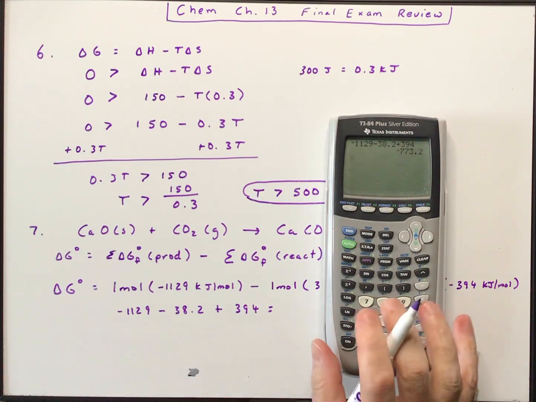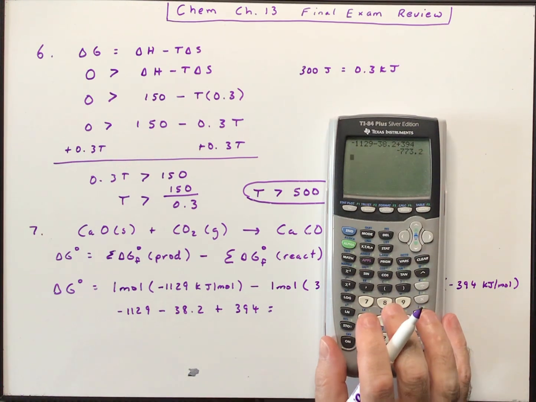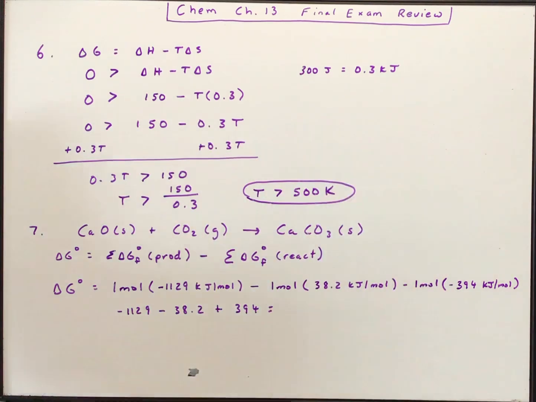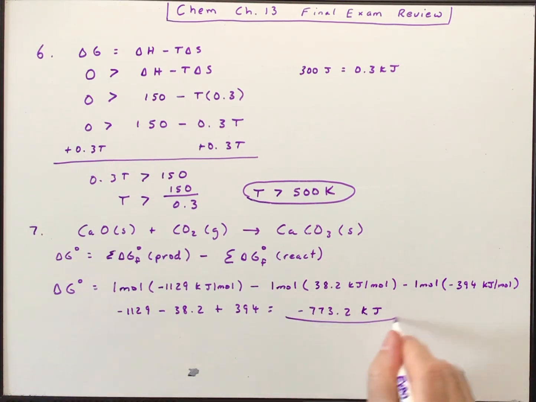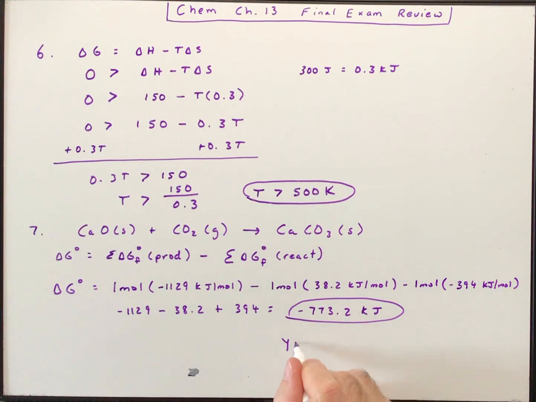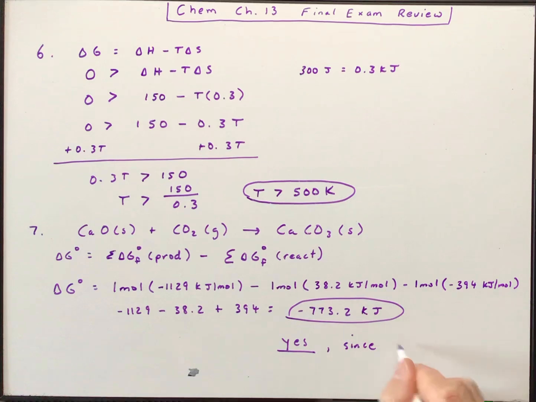So that gives me a Gibbs free energy of negative 773.2 kilojoules. So is that spontaneous? Yes, it is spontaneous since delta G is negative. So this reaction can occur at room temperature.